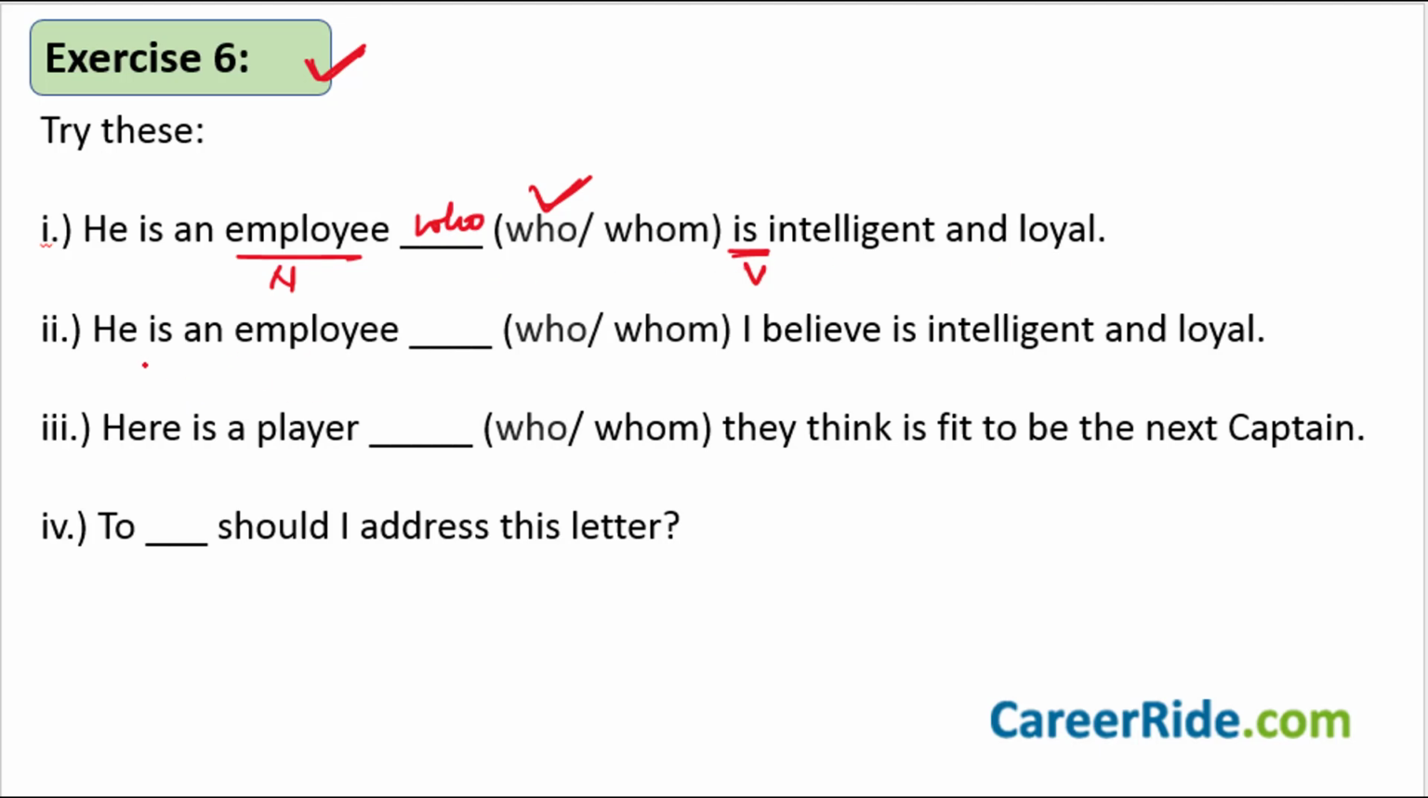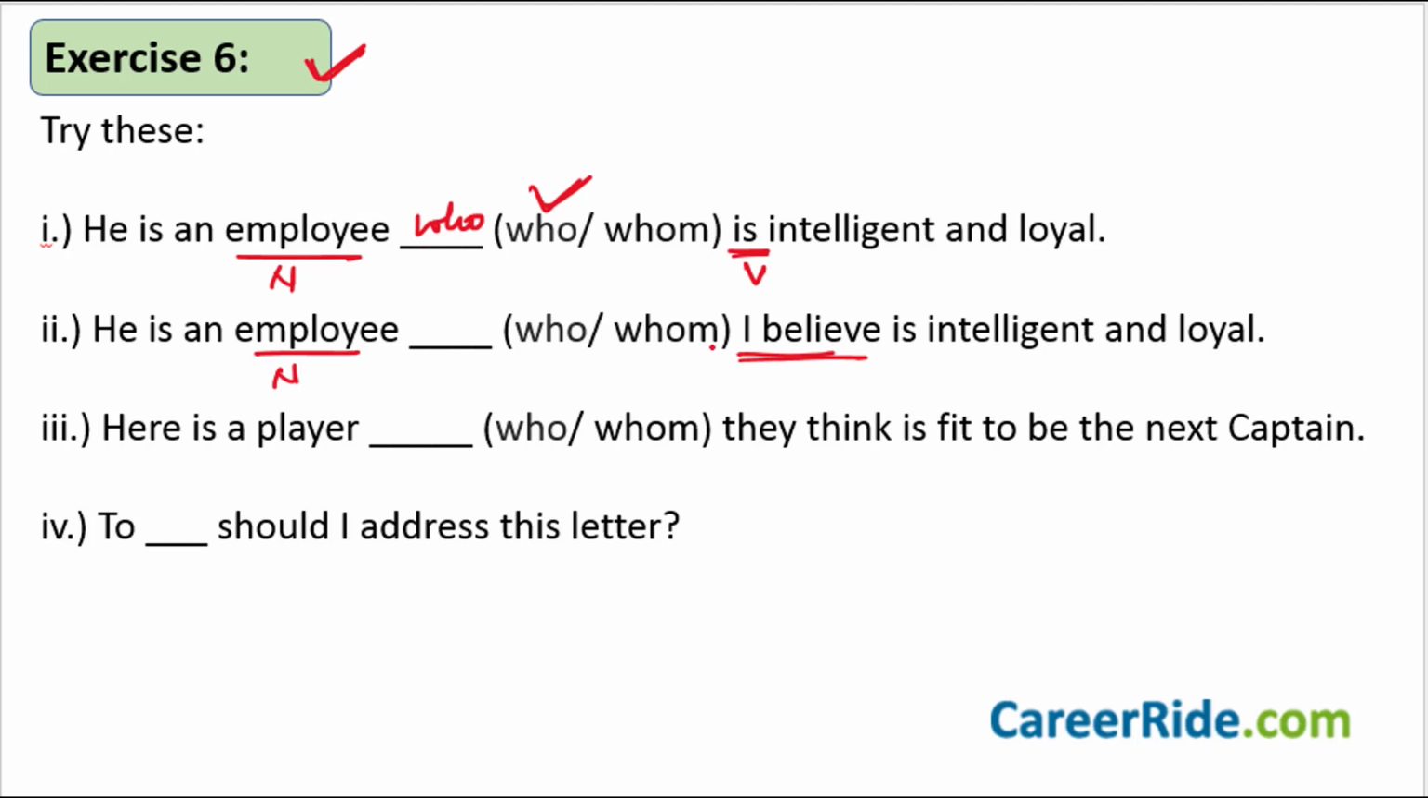Sentence number 2. He is an employee, very similar to the first one, just a minor difference here, okay? But I have put it here purposely for you. Here is an employee dash, I believe, is intelligent and loyal. Okay, I see a noun, there is a blank, fantastic, but I see there is no verb immediately after the blank. It is, rather than that, I believe. Okay, what should I do here? Should I fill who or whom?